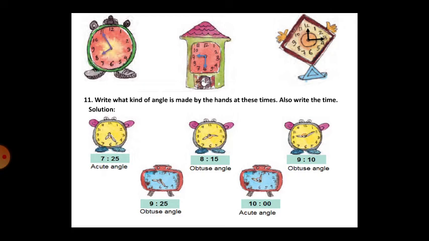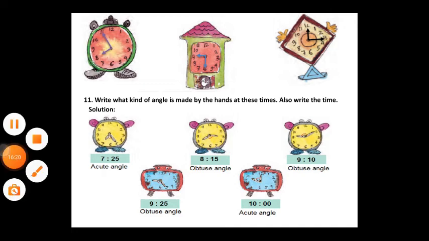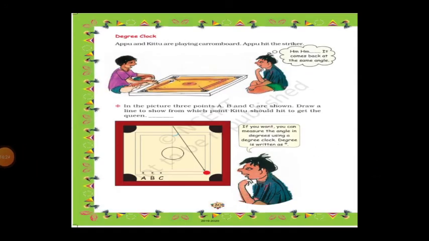And see, next it is 10 o'clock. It is an acute angle, less than 90 degrees. It is an acute angle. Degree clock. Appu and Kittu are playing carom board.